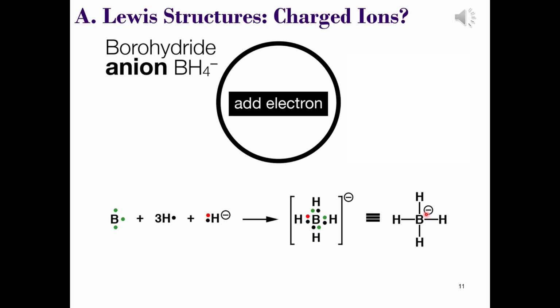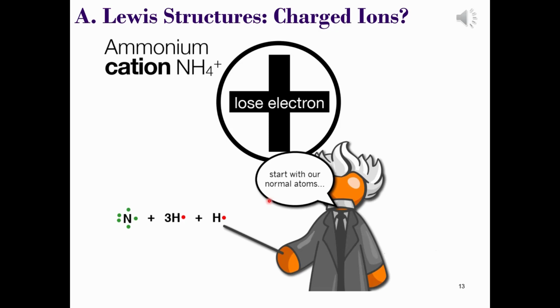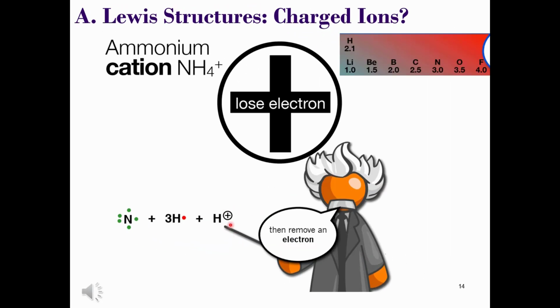now consider a positively charged cation. If we have a positive charge, that's a cation, we do the opposite. As before, we start with our neutral atoms. We now need to lose an electron to form a positive ion. The electron is removed from the more electropositive atom, in this case hydrogen.